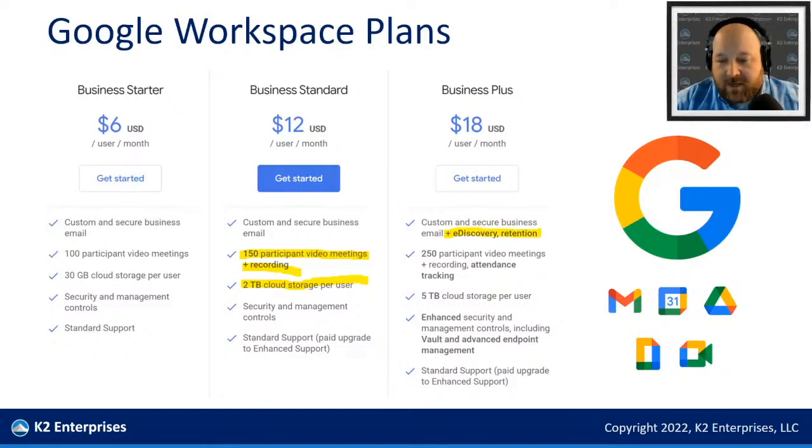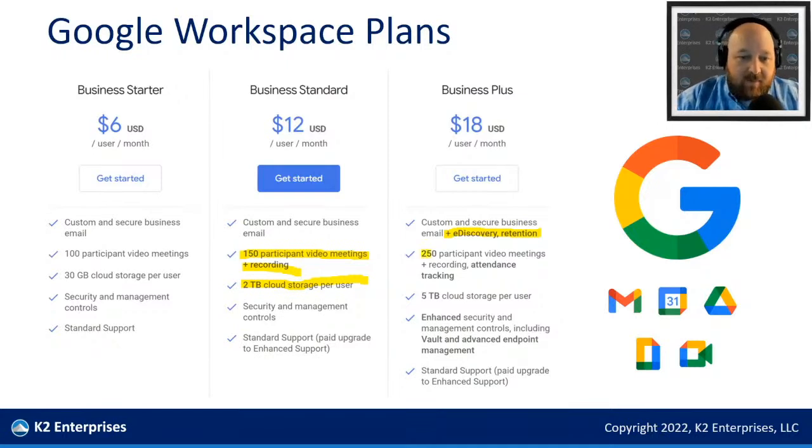If your company is subject to litigation or certain compliance frameworks where you have to keep records for a certain period of time, e-discovery and document retention is going to help you be in compliance with those frameworks and allow your general counsel to be able to find files relevant to legal matters. And so that's why people pay for that. And that's the big premium difference between the standard and the plus plan.